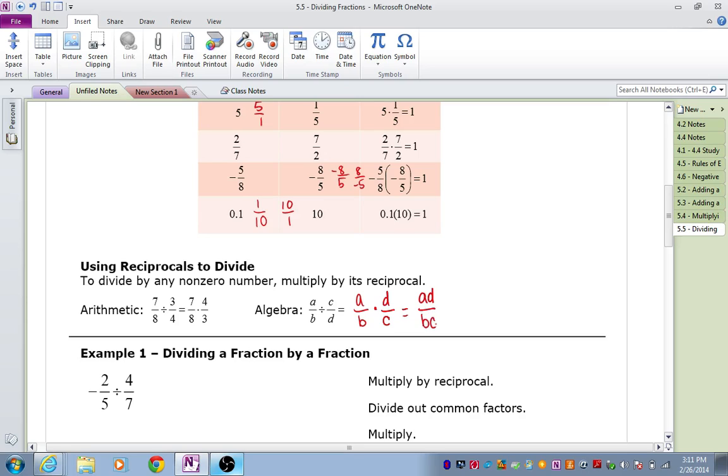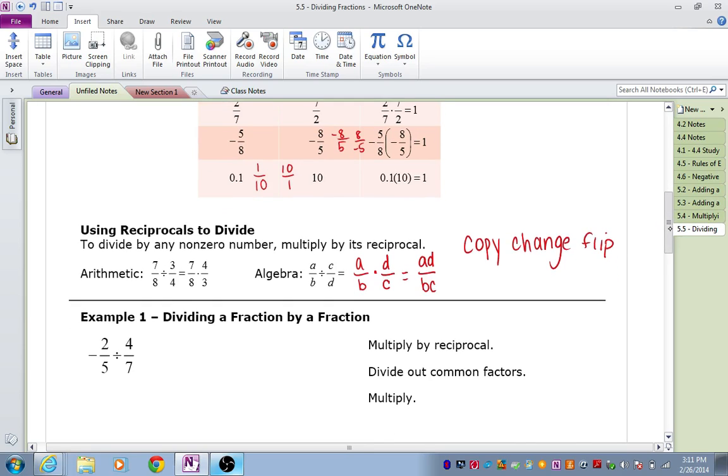You might have heard your teachers in the past say copy, change, flip. I think that's the common shortcut for doing fraction division. So if that helps you, go for it. Copy, change, flip.